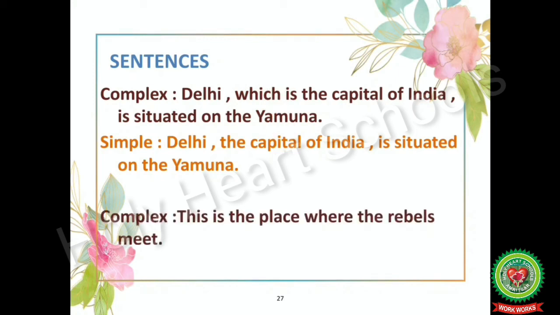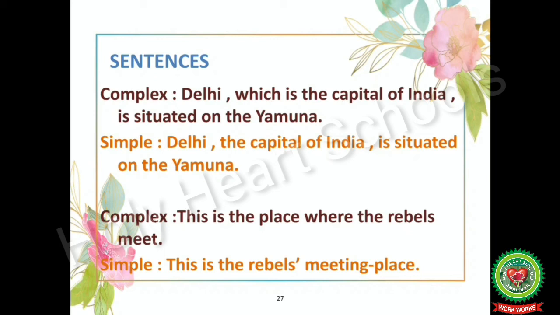Next sentence. This is the place where the rebels meet. Now, one word for the place where people meet. That is meeting place. So our answer will be this is the rebels' meeting place. Students, here we have added an apostrophe with rebels because it shows possession.